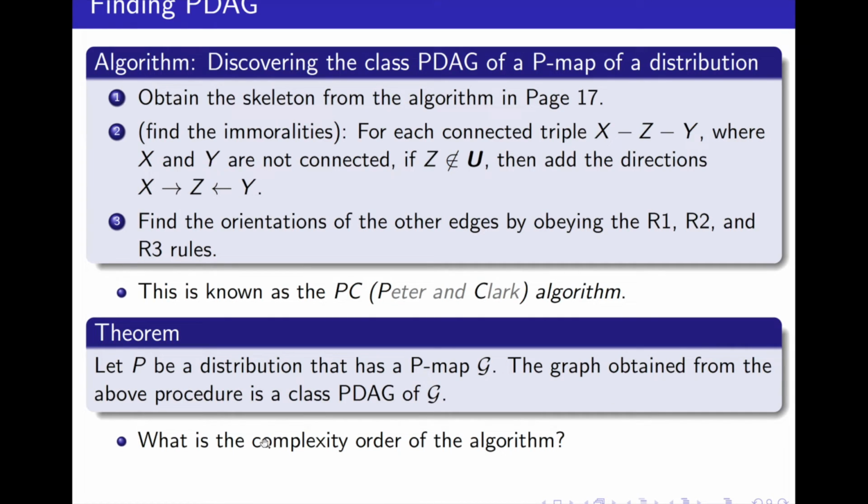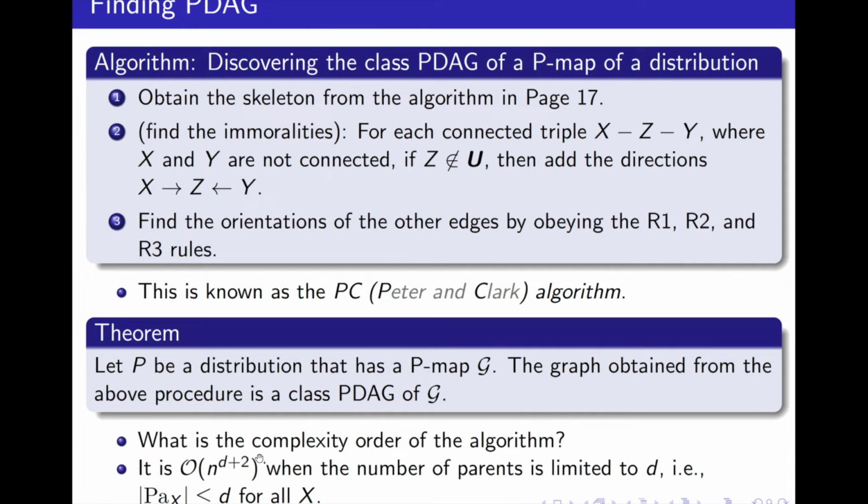Okay, now given all this, what is the complexity order of our algorithm here? Well, it will be O(n to the power of d plus 2) if we limit the number of parents to d. So if for every variable I say that the number of parents for that variable is at most d, then the order of complexity will be n to the power of d plus 2.